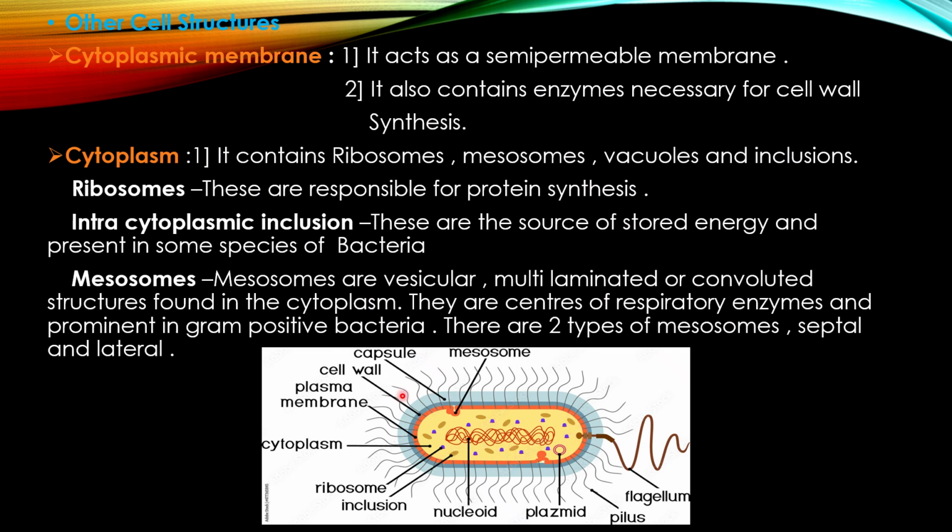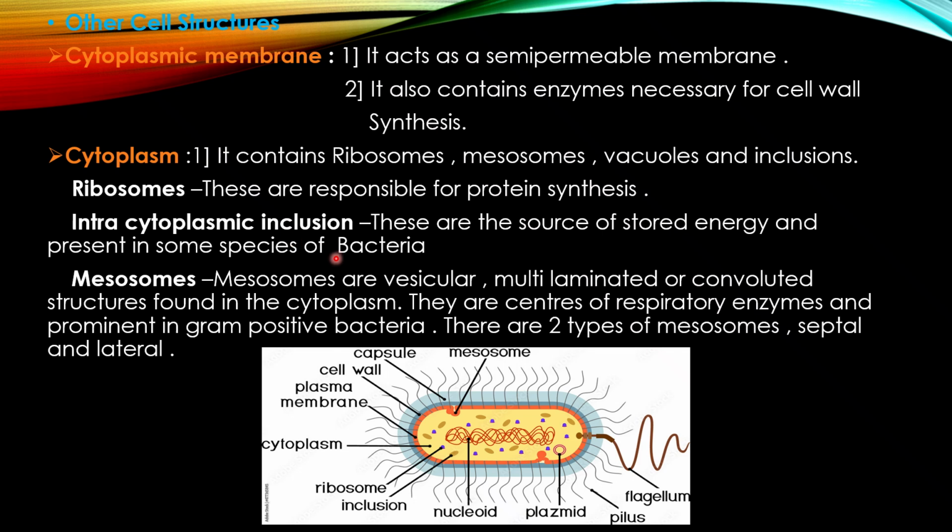First is ribosomes. These are responsible for protein synthesis. As you can see in the picture over here, these blue colored dot-like structures are called ribosomes, and these ribosomes help in the synthesis of proteins.